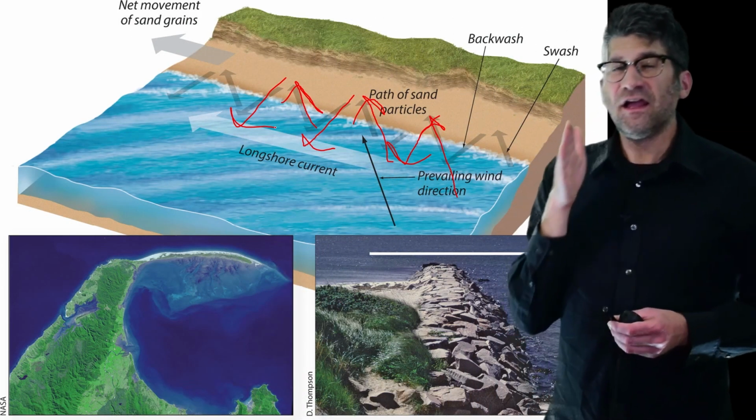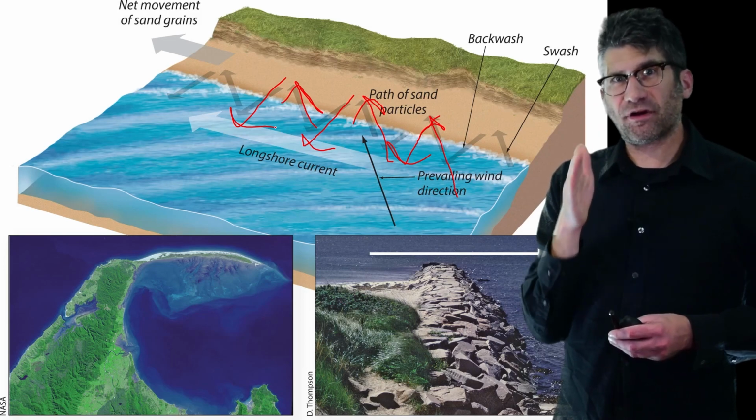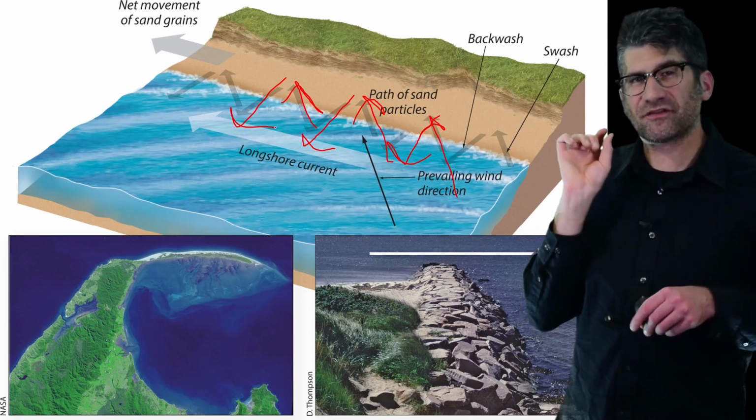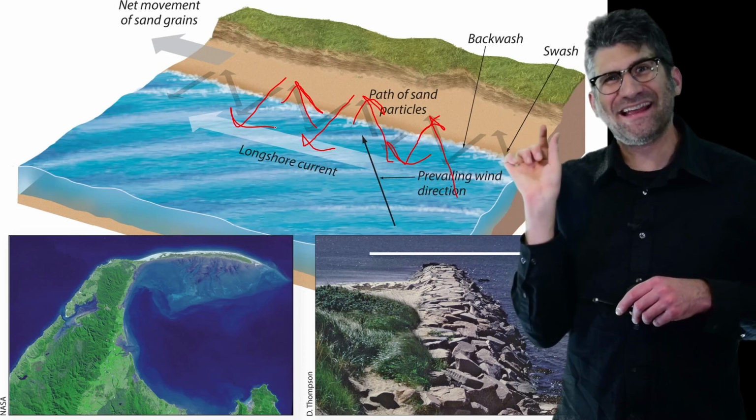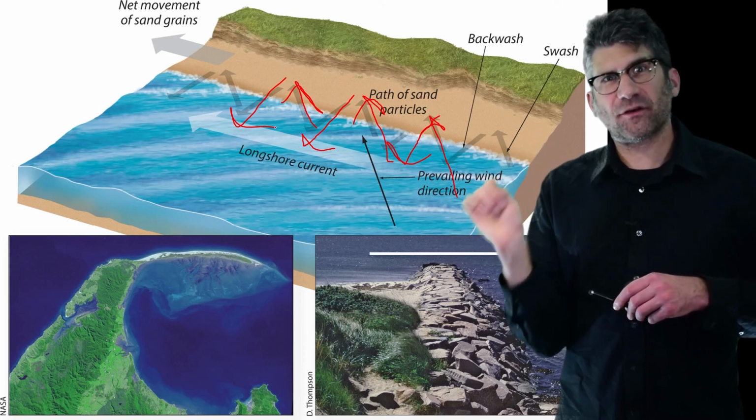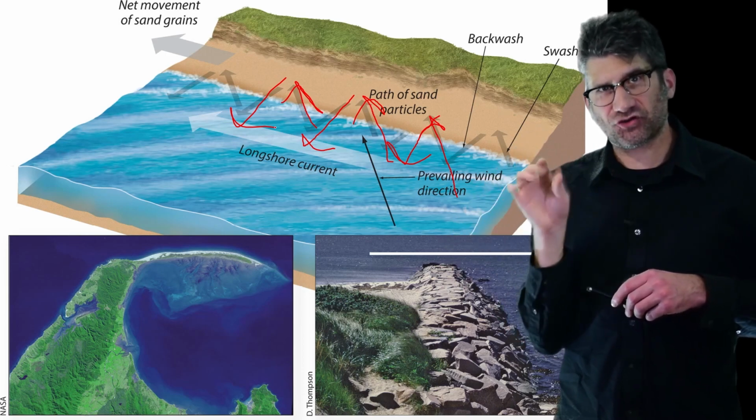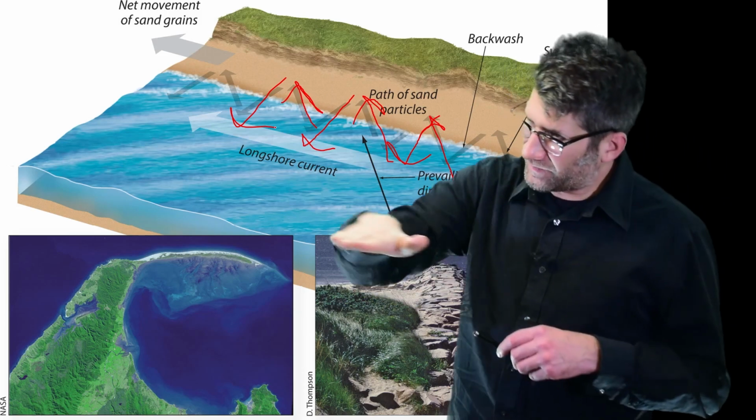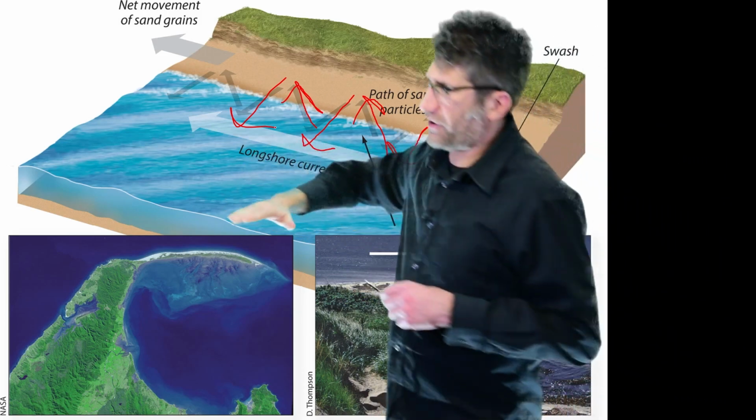Because of that, you see asymmetry, a preferential direction of movement. The sediment is going to be moving along the coastline in the direction of the prevailing wind direction, the dominant wind direction that drives waves. That's going to push the sediment out and then come back horizontal.